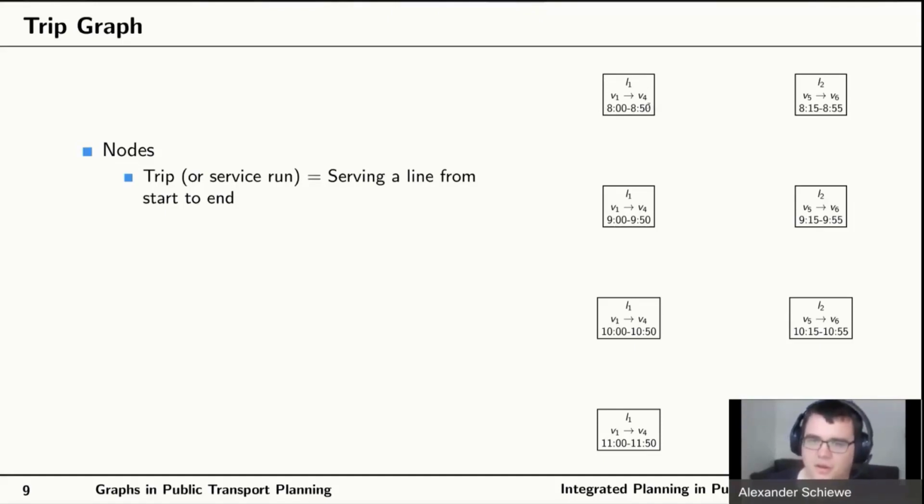For example, our line L1 could now have an assigned timetable. So it drives from V1 to V4 from 8 to 8:50. And then we repeat this just every hour. And the same for line 2. Starts at 8:15 and ends at 8:55, and then repeats every hour. So these are our nodes, and then, okay, the question is, what are our edges now?